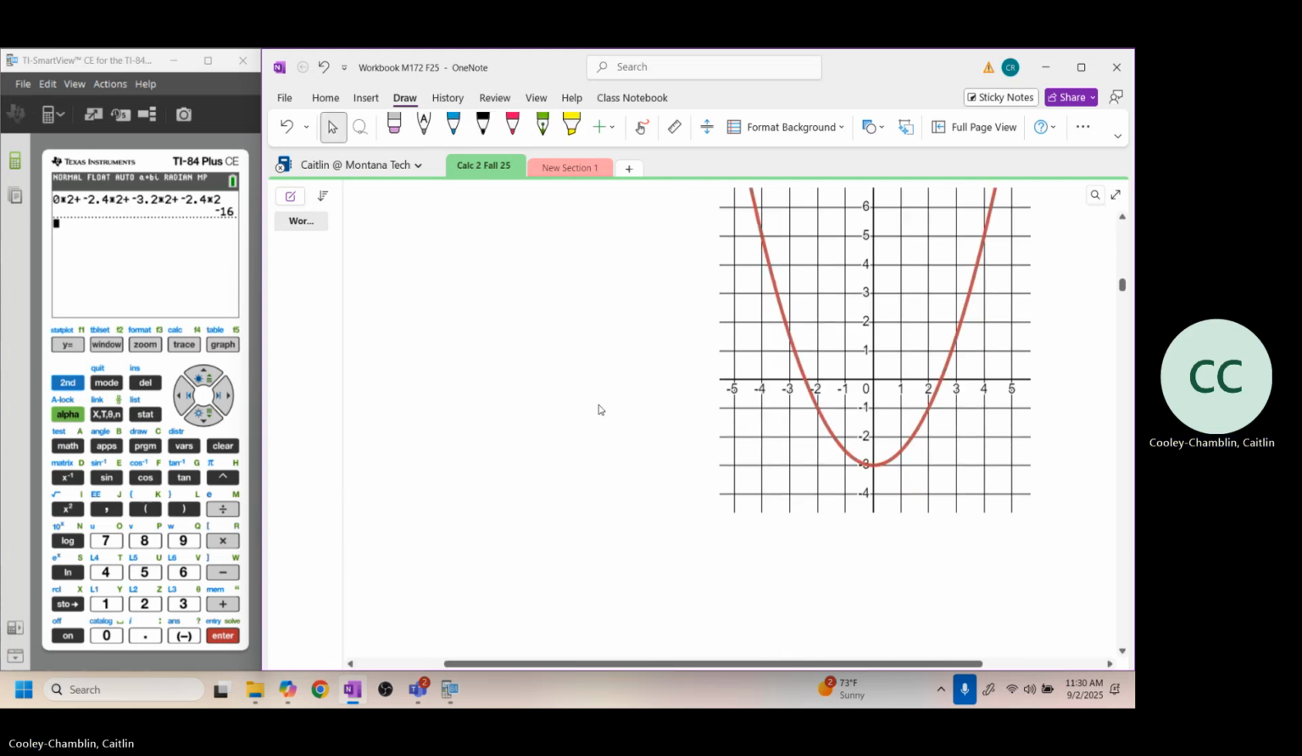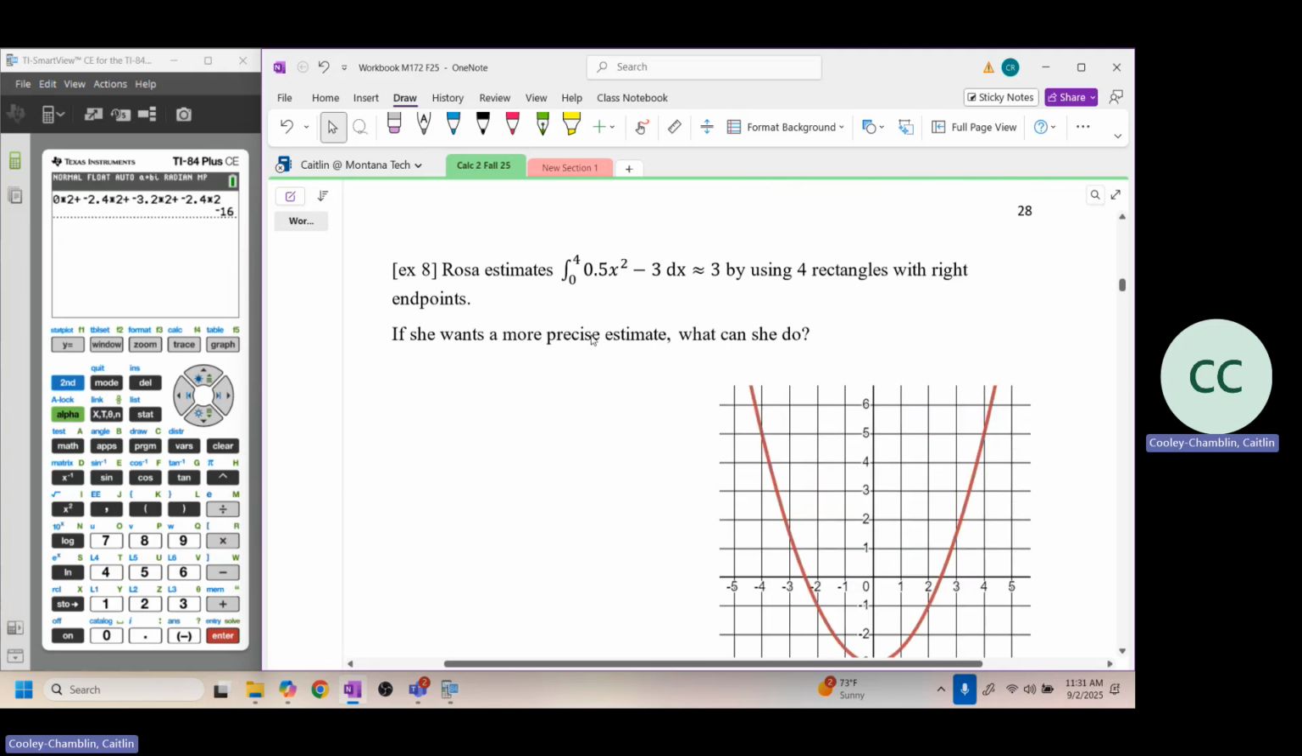Okay. So question 8 says Rosa estimates that the integral from 0 to 4 of 0.5x squared minus 3 dx is 3 using 4 rectangles with right endpoints. I'm sorry, guys, I promise I can read. But let's try it again. Rosa estimates that the integral from 0 to 4 of 0.5x squared minus 3 dx is 3 by using 4 rectangles with right endpoints. If she wants a more precise estimate, what can she do?